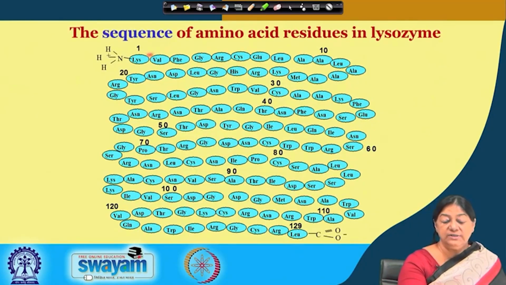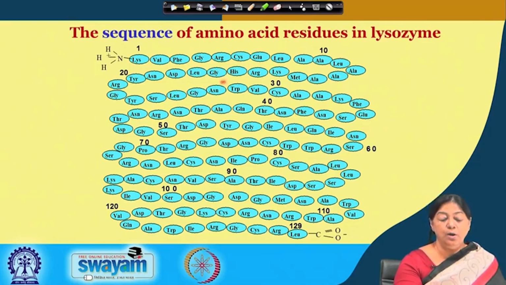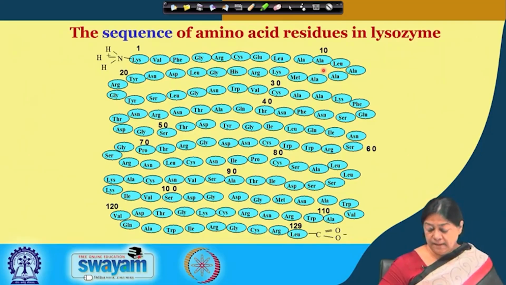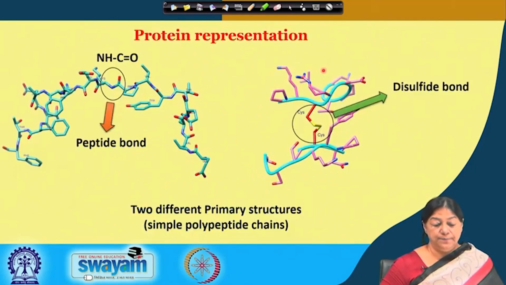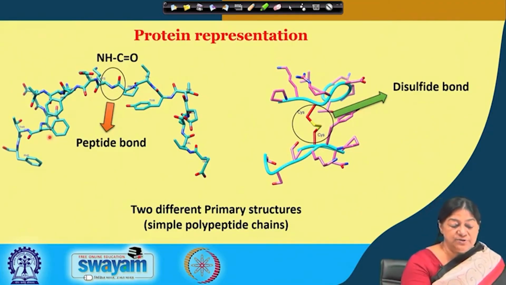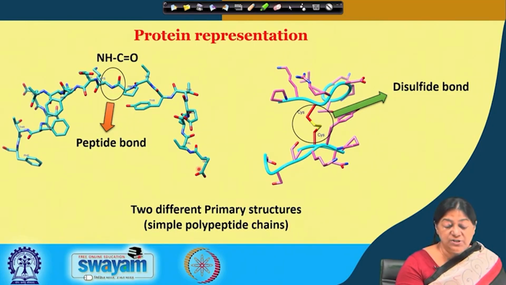For example, if we look at the sequence of amino acids in lysozyme, this is the primary sequence. All we need to know is the type of amino acid side chain, what amino acid residue, because we know how these are linked to one another based on the peptide bond. So, if we look at the specific protein representation, we look at a peptide bond here. We see the NH and the C double bond O, which means based on this we can actually look at the directionality.